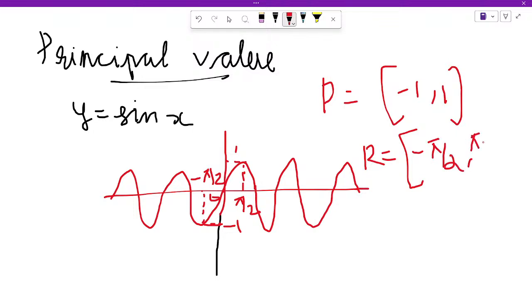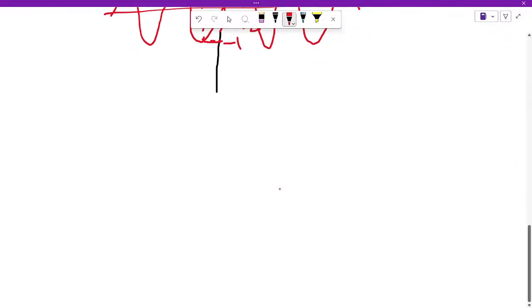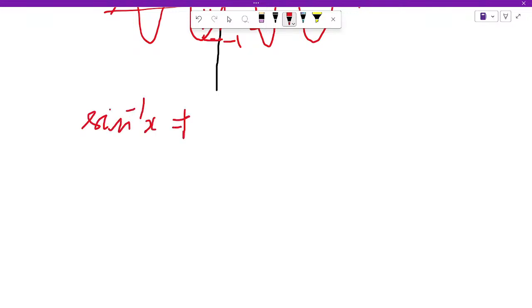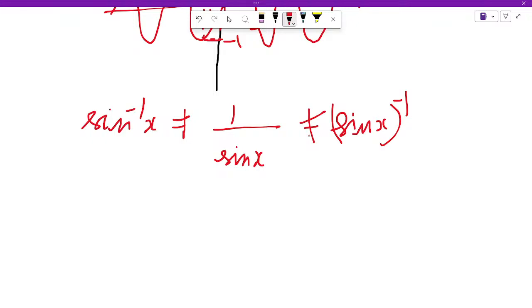This is how we get the domain and range, but it's better that we learn it by heart, because in the exam it's very difficult to draw these things. One more thing you need to know: sine inverse x is not equal to 1 by sin x, because 1 by sin x is basically sin x the whole raised to -1.